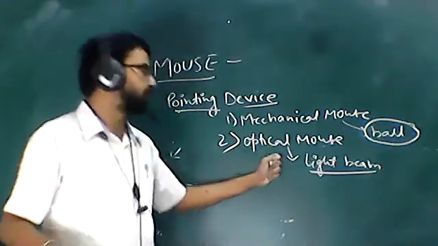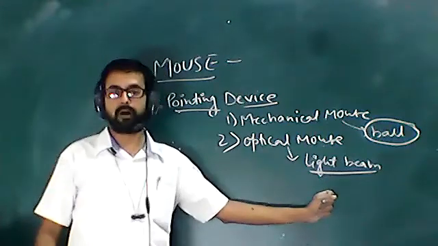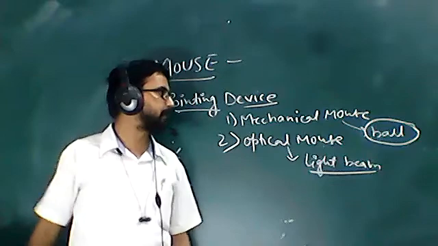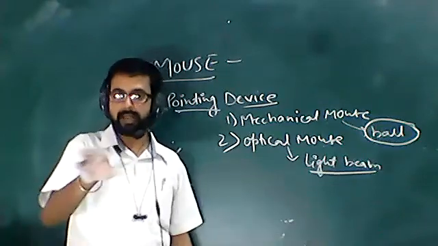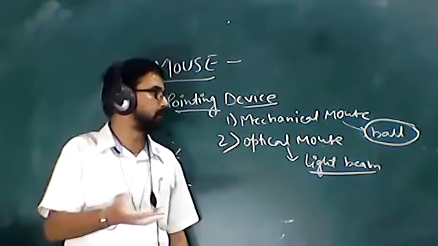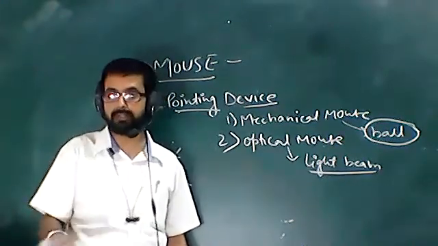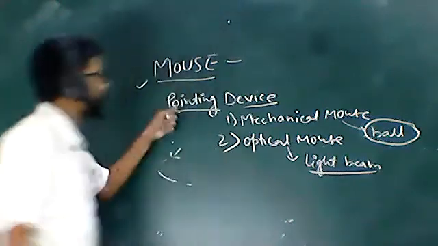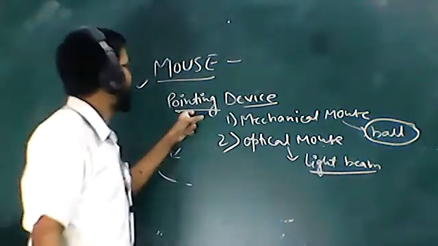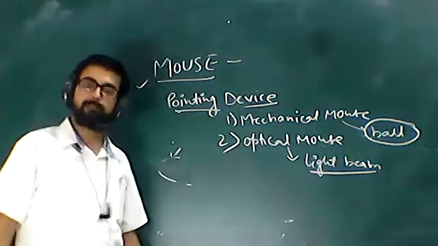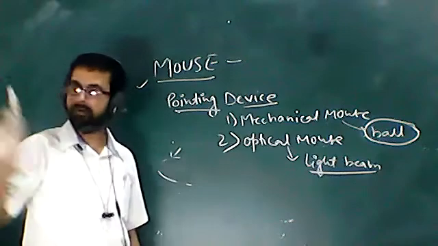Optical mouse contains a light beam. It works with the help of the light beam. As the optical mouse moves on the flat surface, with the help of light beams, the cursor moves on the monitor. Mouse is also considered as part of the pointing device. Clear to everyone? Mouse clear?